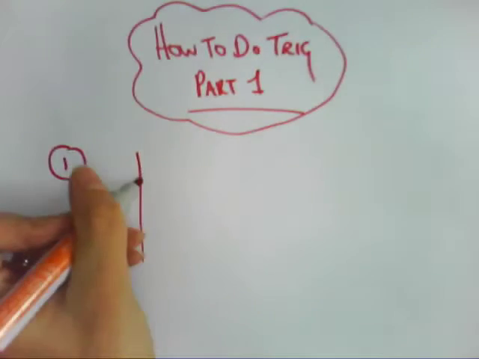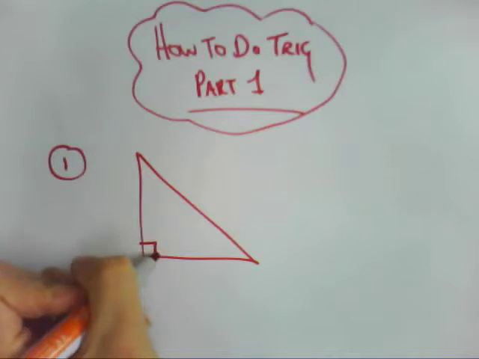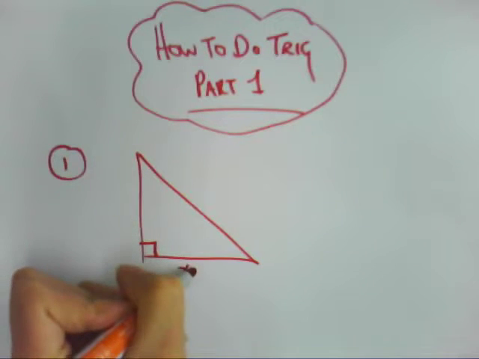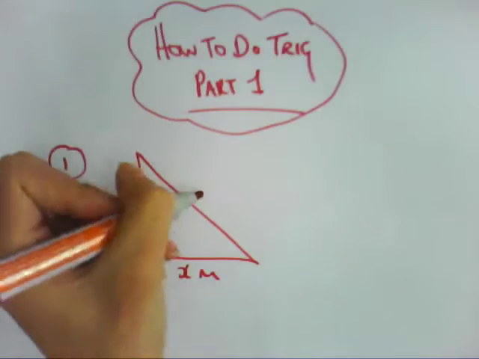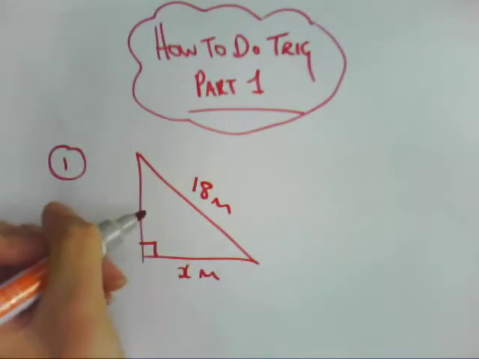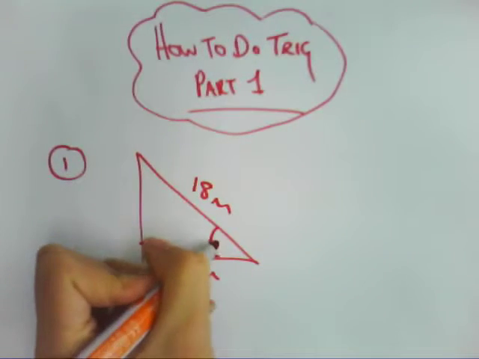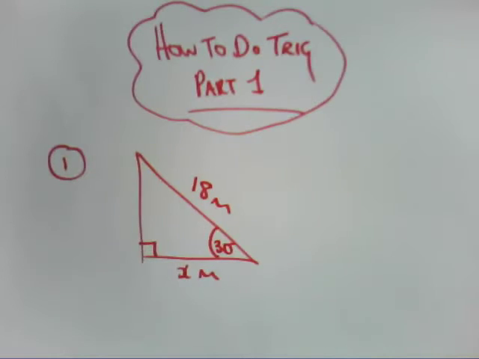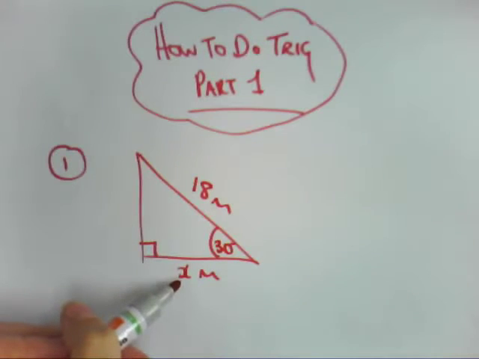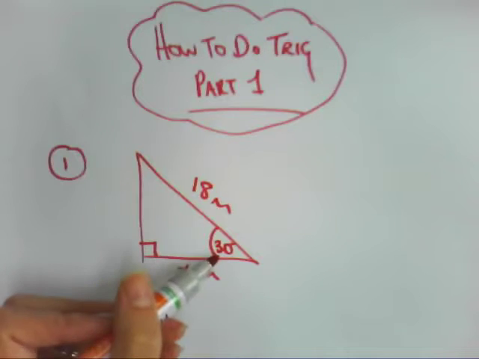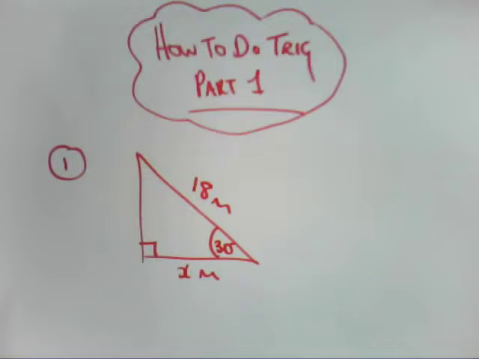Alright, so this is the most basic type of question we're going to do first of all today. We're going to start with this triangle. Let's just make up a triangle. We'll have x meters down here, 18 meters here, and an angle of 30 degrees here. Completely just made that up. Our job is to find this missing value x. So we're given an angle, we're given a side, and we've got to find the second side.